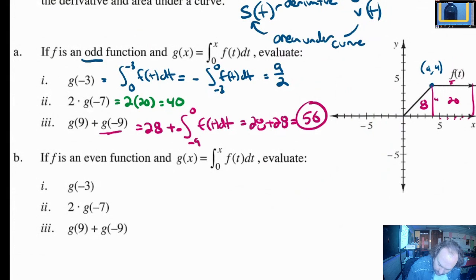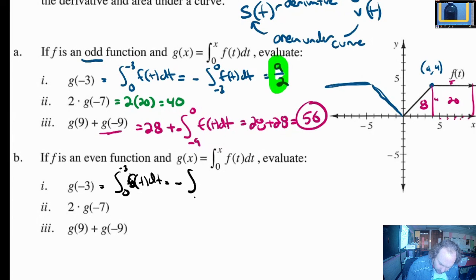Now question B is going to do the same thing, but this time it's going to be an even function. It's the same set of questions, but now an even function will reflect over the y-axis. So it's going to change some of the problems. First of all, g of negative 3 is going to be the same answer as we had up here, only it's going to be negative. Since this is the integral from 0 to negative 3 of f of t dt, which is the opposite of the integral from negative 3 to 0 of f of t dt, it'll be negative 9 over 2.